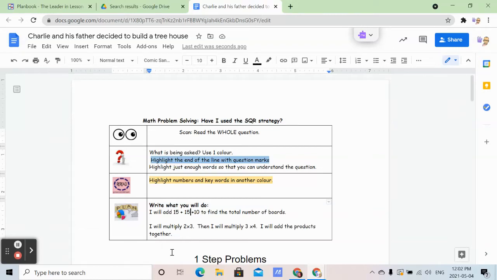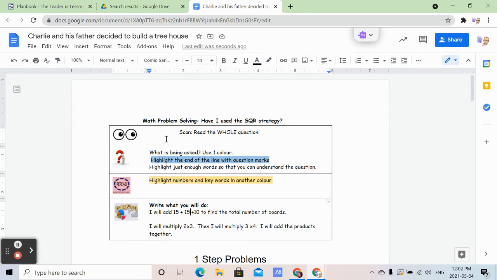Okay, so the SQR strategy. We're working on problem solving with word problems and breaking the question down so we understand it. We're going to start with just a one-step problem. So what is the SQR strategy?